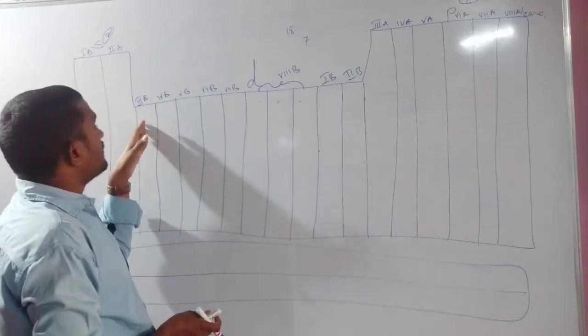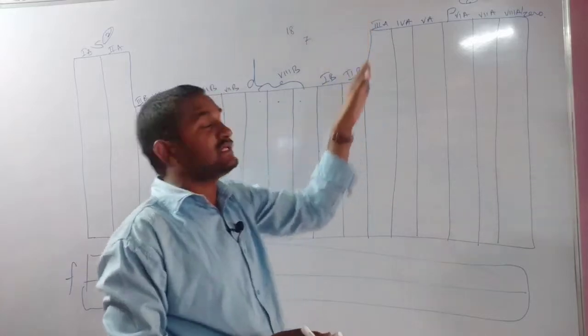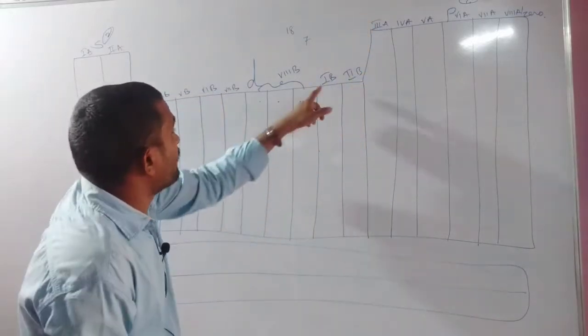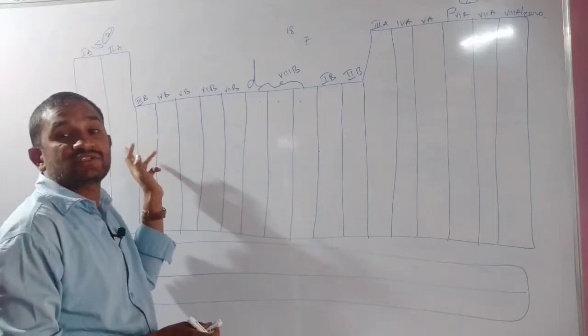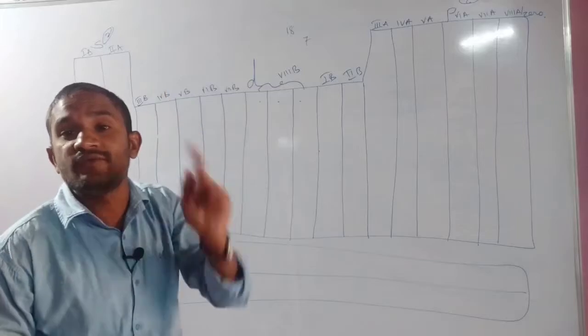After A, lecture B, because the third A is already finished here. Due to that reason, I am writing the third B here. You don't write the first B here. You don't start with the first B. It is wrong. First, second, then the third B we have to write.